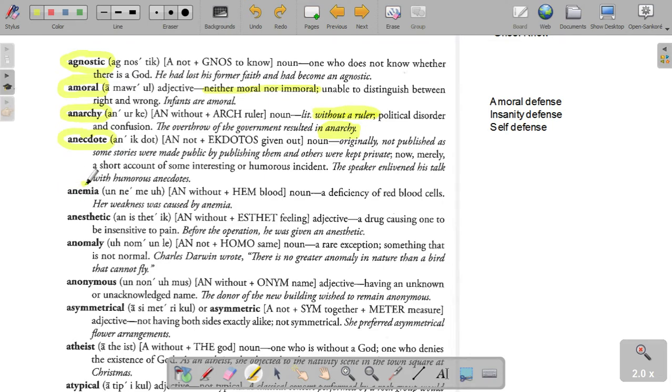Someone who's anemic, you can probably look at the word and tell what it is. It literally means without blood. So someone who's anemic has a deficiency of red blood cells. If you're anemic, that means you can't donate blood. It usually means that you need more iron in your blood, so eat more spinach. People who are anemic just don't have enough blood, or they have deficient red blood cells.